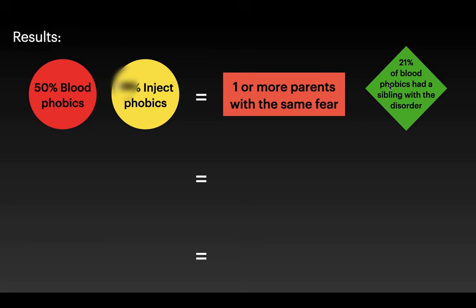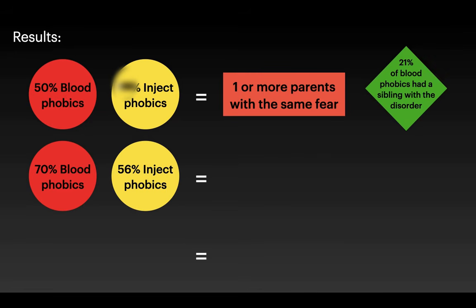So 21% of the blood phobics also had a sibling with the disorder. So the higher that percentage of concordance, we learned that word in a previous video. Concordance means if one has it, does the other sibling have it, or the other twin have it? And we see that the siblings have a 21% chance of having it. Parents have a likelihood of having it as well.